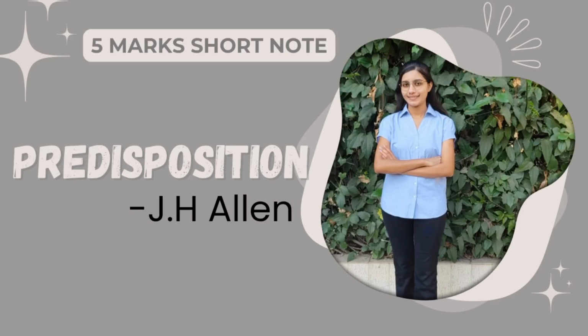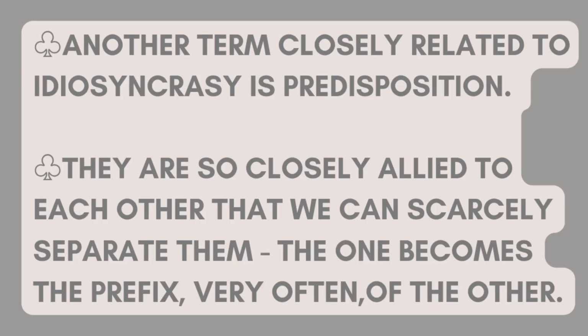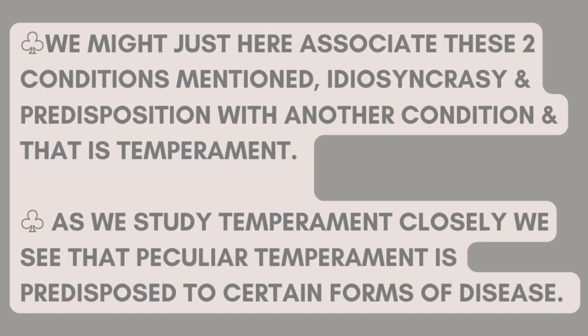So let's discuss predisposition. Another term closely related to idiosyncrasy is predisposition. They are so closely allied to each other that we can scarcely separate them. The one becomes the prefix very often of the other. We might just here associate these two conditions mentioned, idiosyncrasy and predisposition, with another condition, and that is temperament. As we study temperament closely, we see that peculiar temperament is predisposed to certain forms of disease.